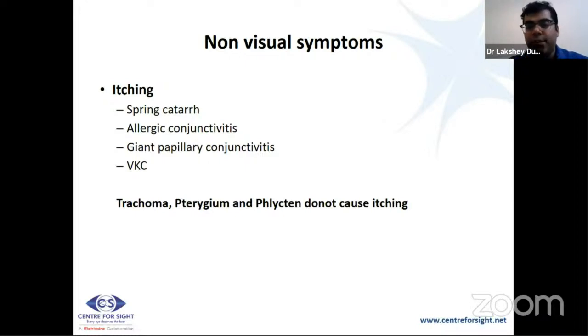Glaucoma, pterygium, and phlycten do not cause itching until they are raised or have an irregular surface. And if they are grossly raised or have an irregular surface, then only they can cause itching or discomfort. Normally, they do not cause it. Trachoma, if associated with large papillae or follicles, may have itching, but generally it doesn't.